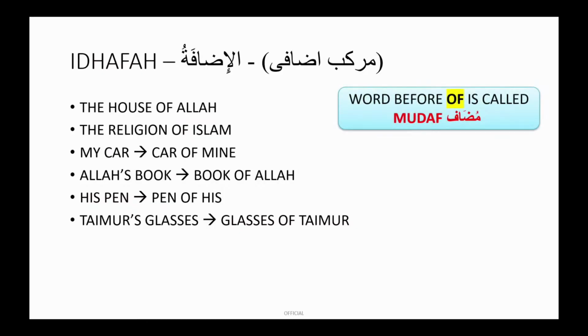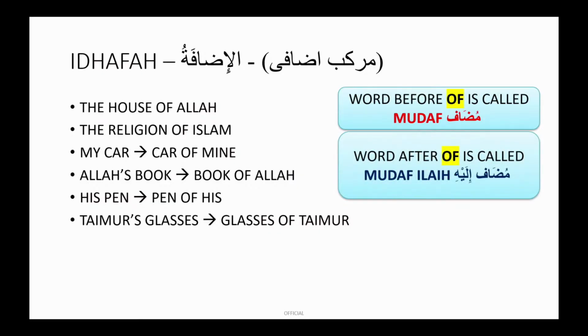So we are saying now in Idafa we have two main components. One of the ism would be called Mudaf, and the other ism would be called Mudaf ilayh. Rayan, this is what you were asking yesterday. So the word before of is called Mudaf, and the word which comes after of is called Mudaf ilayh. So in these examples which we have in English, the house of Allah, which word is Mudaf and which is Mudaf ilayh?